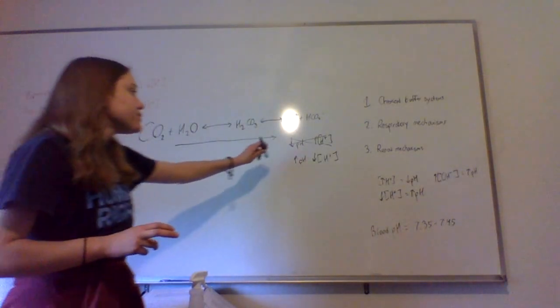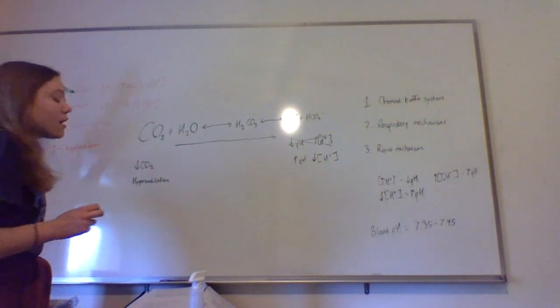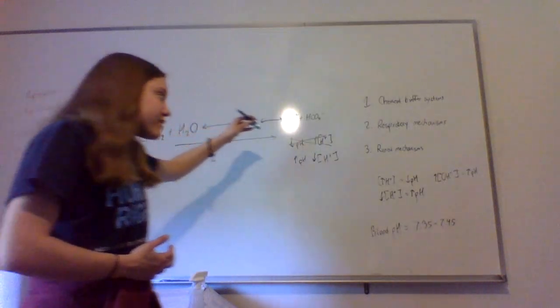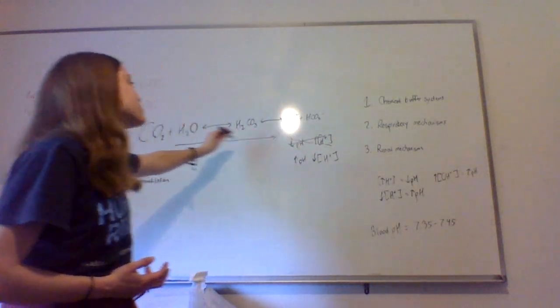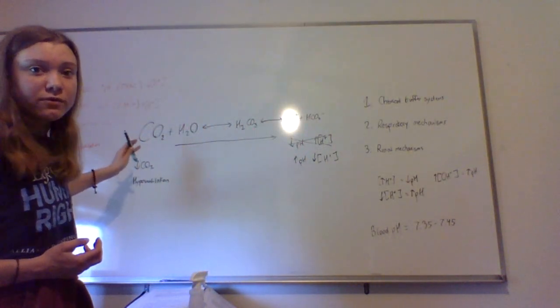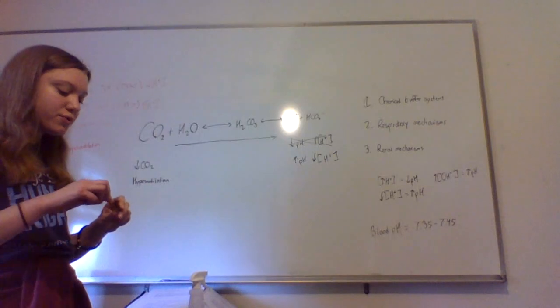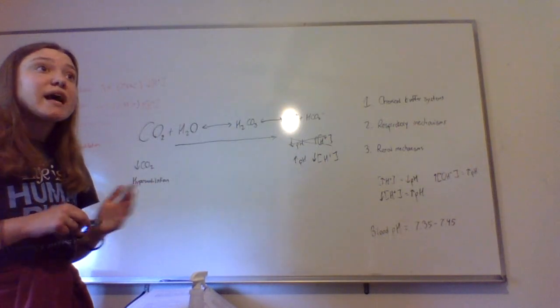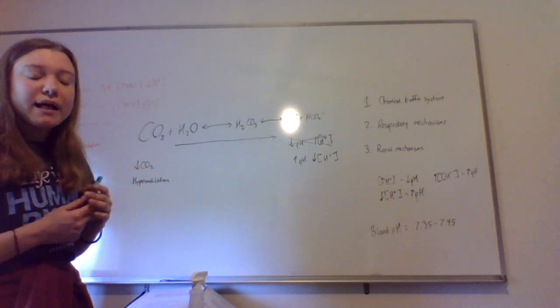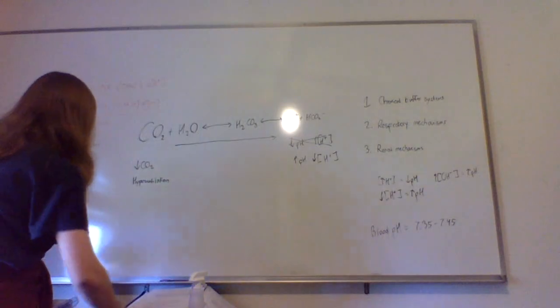So as you can see, just as changes in respiratory rate can affect pH, pH can also affect respiratory rate, and that's going to be really important when we get into respiratory acidosis, alkalosis, and metabolic alkalosis and acidosis.